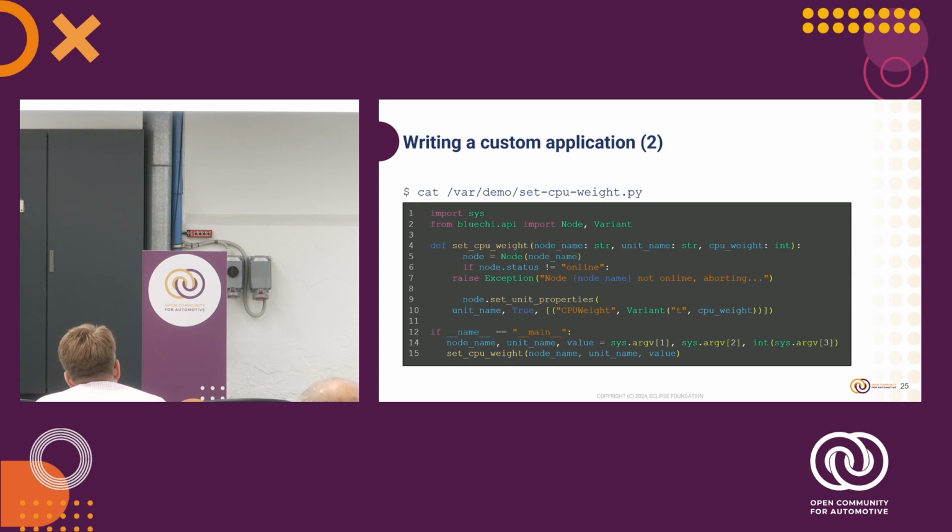Well, and that's it. We can run this Python script and see that basically we can set the CPU weight for any given unit. And we can do so in less than 20 lines, in 15 lines. So it's quite simple.